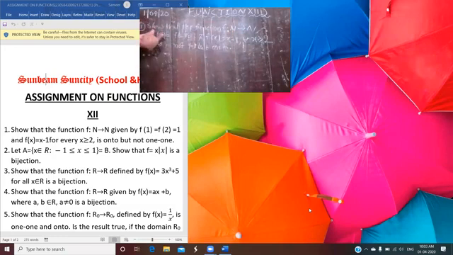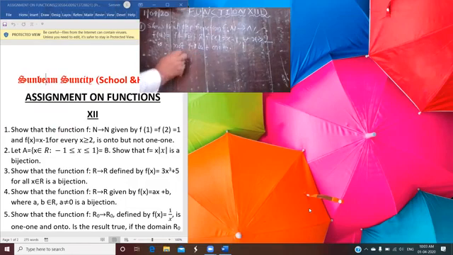But here you see that the values of the function corresponding to these two distinct values are the same. f(1) and f(2) are equal to 1. So you can say that f is not a one-one function. You only have to write this sentence or condition, and your first part is completed. So this is how you write this type of question.